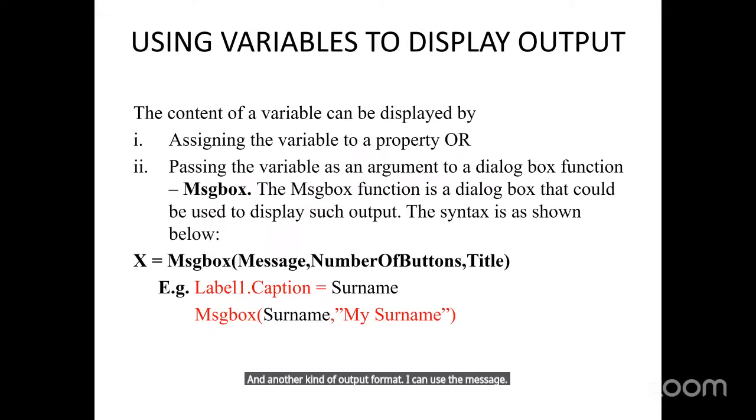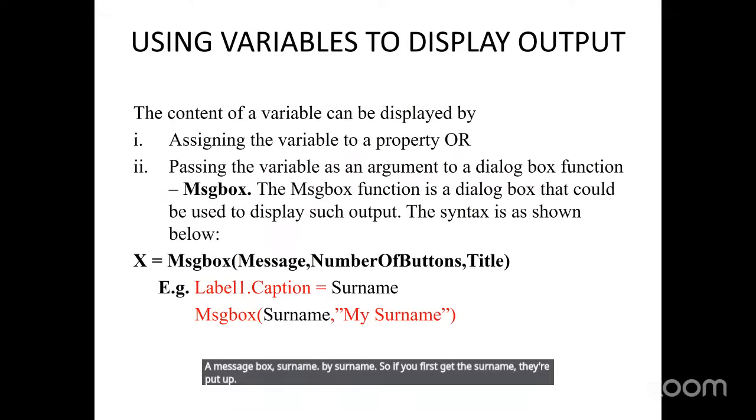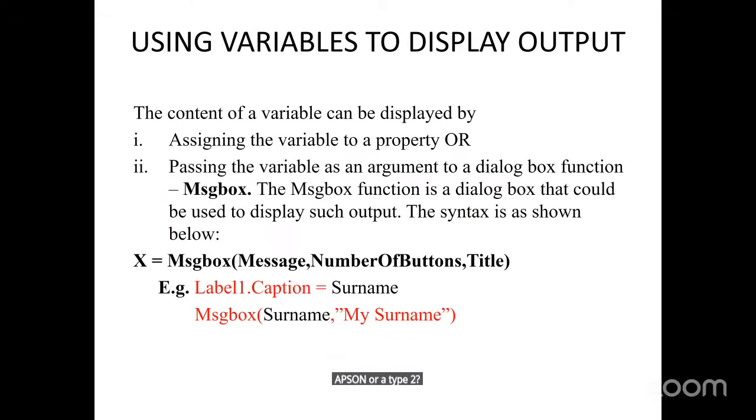A typical example of the message box is this. I say X equals MsgBox, the message, what do you want? Then look at the number of buttons. A typical example is a message box with surname, my surname. So it will first get the surname, then put up a caption or a title that will follow.